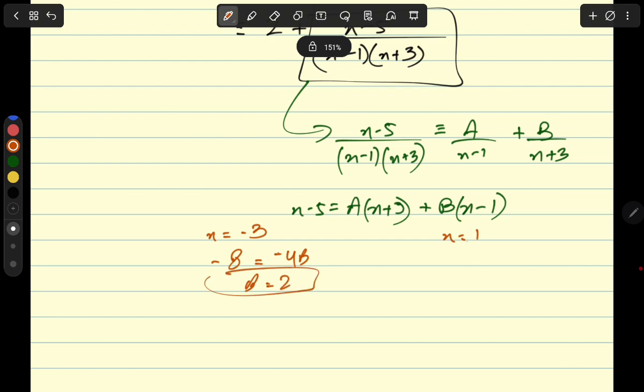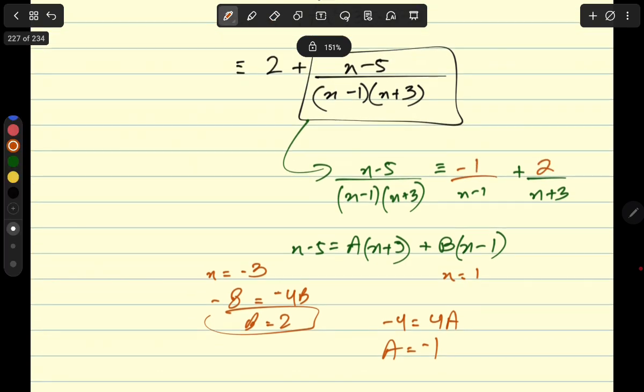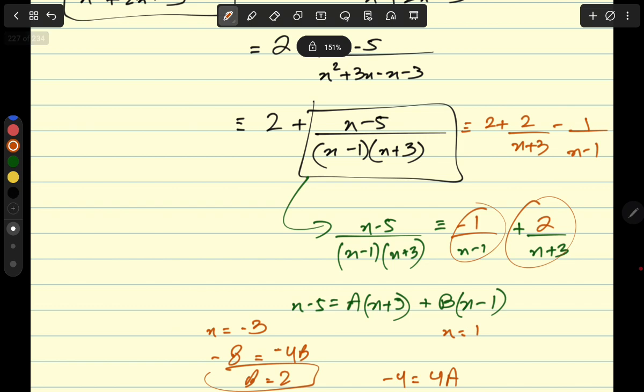And when I put x is equal to 1, b vanishes. So this becomes minus 4 is equal to 4a. Therefore, a is going to be equal to negative 1. So instead of a, I'm going to put negative 1, and instead of b, I'm going to put 2. So I can rewrite this as 2 plus 2 upon x plus 3 minus 1 upon x minus 1, and that's it.